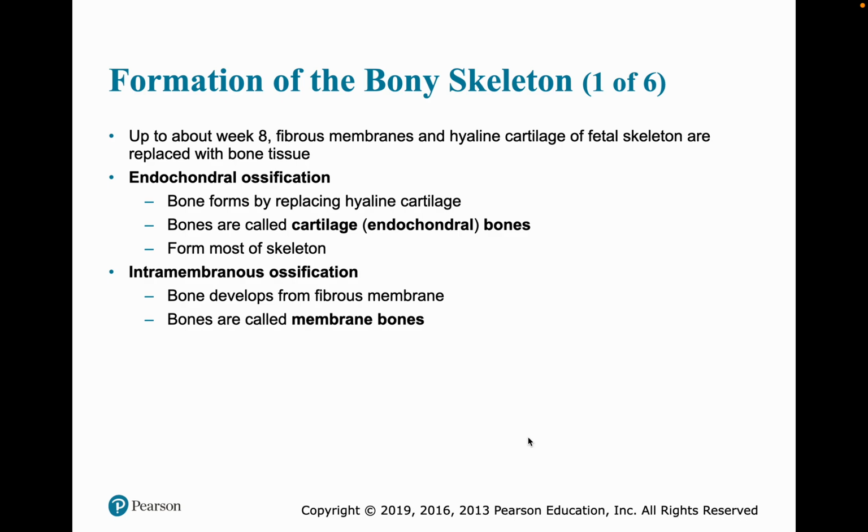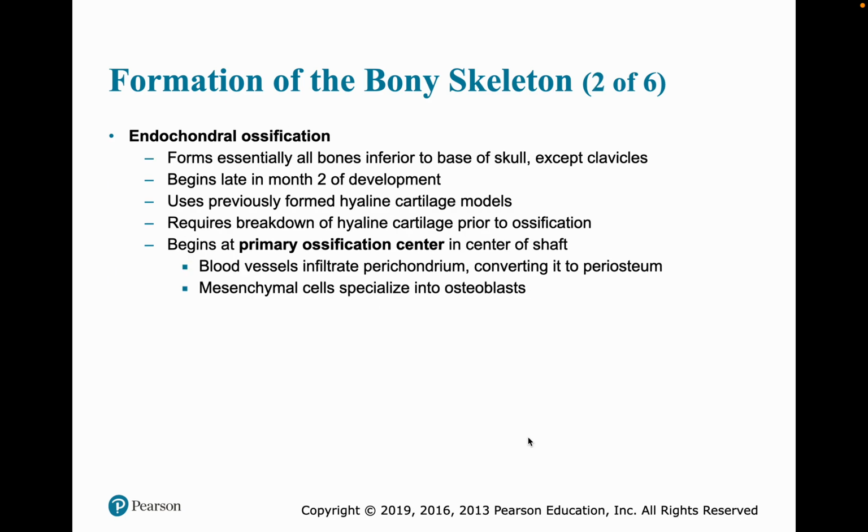The fibrous or the flat bones don't usually work that way, though. For those, we have a different system. We still use a model that's the right shape, but that model is formed from a fibrous membrane. So this is referred to as intramembranous ossification. And bones that are formed in this way are called membrane bones. So we've got two basic types of bones, endochondral and membrane bones, and most of the bones are endochondral.